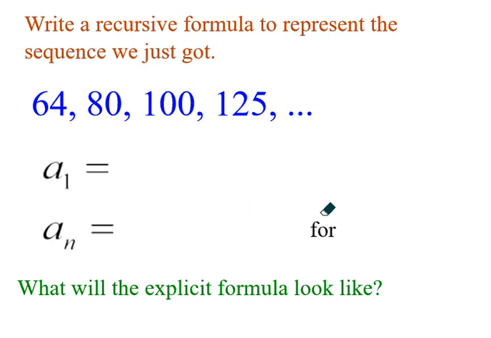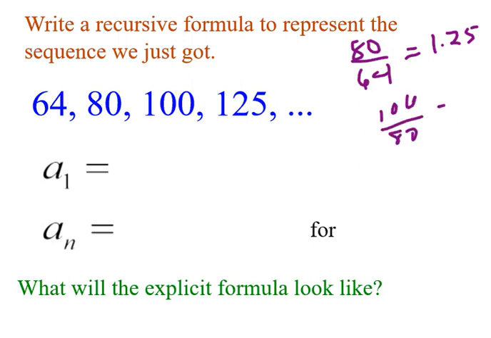Now, we created this from the first two terms. And we found that when we wanted to see if it's a common ratio, we would take 80 divided by 64, and the answer is 1.25. And if I take 100 divided by 80, the answer is 1.25. And if I take 125 and divide by 100, I get 1.25.